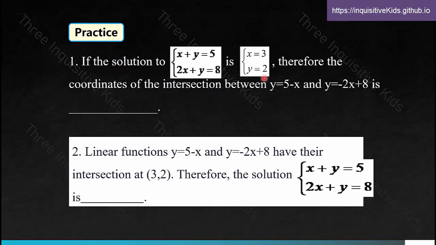Let's do some practice. If the solution to x + y = 5, 2x + y = 8, is x = 3, y = 2, therefore, the coordinates of the intersection between these two equations would be (3, 2), when x = 3, y = 2. The linear functions y = 5 - x and y = -2x + 8 have their intersection at (3, 2). Therefore, their solution would be x = 3, y = 2.